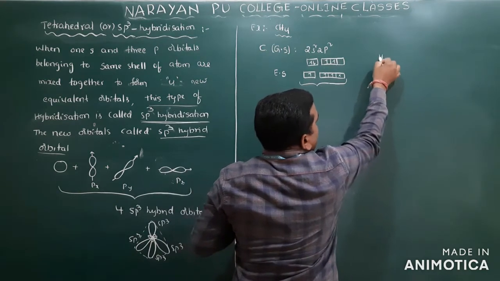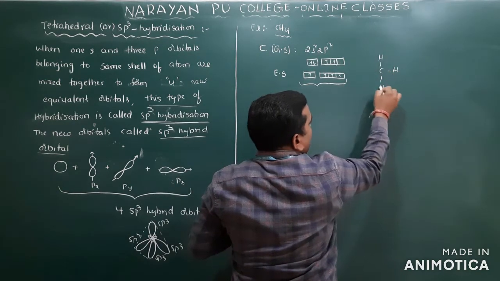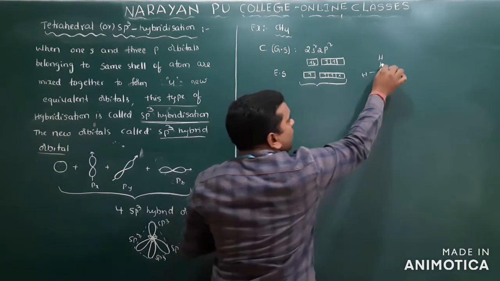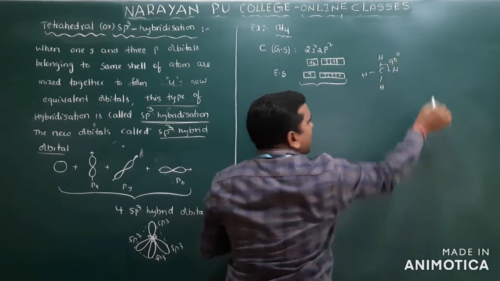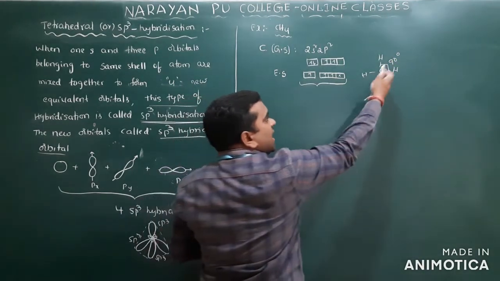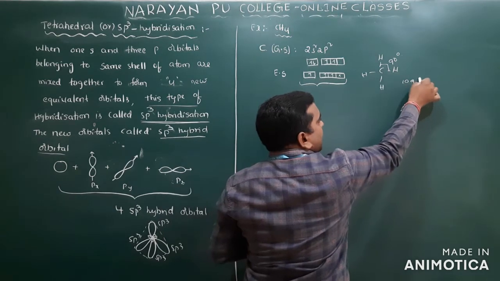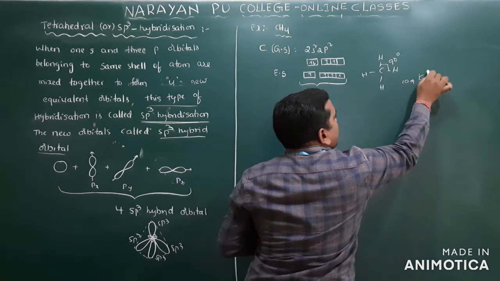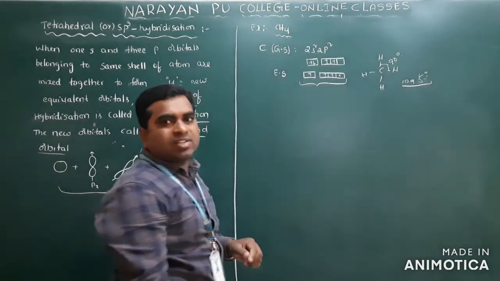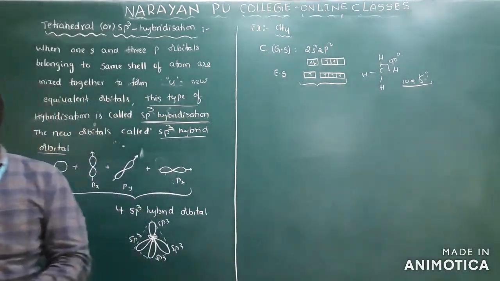Here carbon is there and 3 hydrogens direct overlapping. There will be another hydrogen, but what is the bond angle here? 90-degree bond angle here. But what is the actual bond angle? 109 degrees 28 minutes, or 109.5 degrees, we can simply write. That's why we should not take direct overlapping of atomic orbitals.